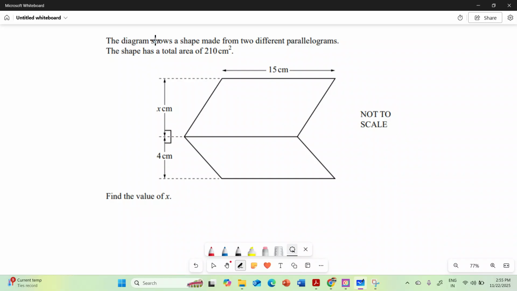In this question, the diagram shows a shape made from two different parallelograms, and the shape has a total area. The total area of this complete figure is 210. We have to find the value of x. So this is my first parallelogram and this is my second parallelogram. Here this is 15, this is also 15.